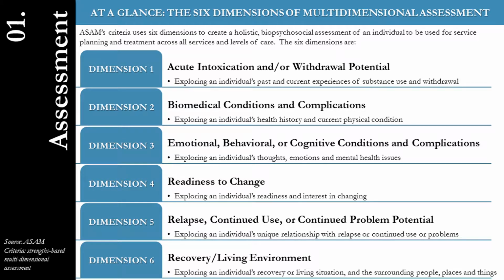Dimension two is taking a look at the biomedical conditions and complications, exploring an individual's health history and current physical condition. For folks with substance use disorders, and particularly for those who have injected drugs in the past, this means paying close attention to infectious diseases like hepatitis B and C, HIV, tuberculosis, looking at acute trauma, and for women, testing and understanding whether they are pregnant and or interested in reproductive health services.